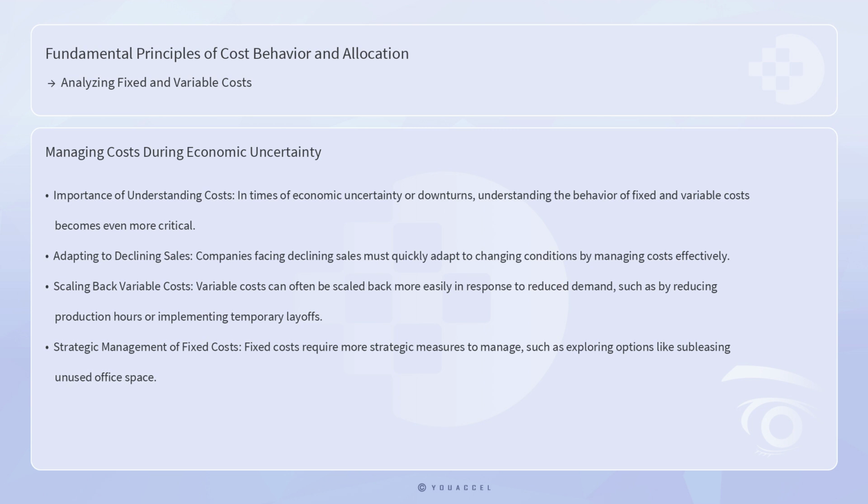In times of economic uncertainty or downturns, understanding the behavior of fixed and variable costs becomes even more critical. Companies facing declining sales must quickly adapt to changing conditions by managing costs effectively. Variable costs can often be scaled back more easily in response to reduced demand, while fixed costs require more strategic measures to manage. For instance, a company might reduce production hours or implement temporary layoffs to lower variable costs, while exploring options like subleasing unused office space to mitigate fixed costs.